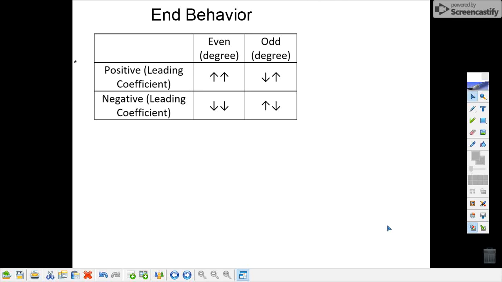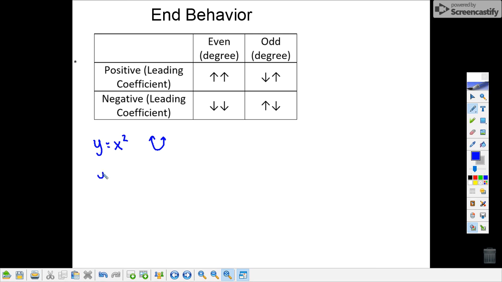All right, before we go over some examples finding end behavior, I want to explain why end behavior, this chart, is the way it is. So even degree, if you remember the graph of y equals x squared, this is a parabola or the U-shaped graph. Notice that both the arrows are going up and our leading coefficient, it's the number in front of the term with the highest exponent, is positive. So both arrows are going up, that's why we have up, up.